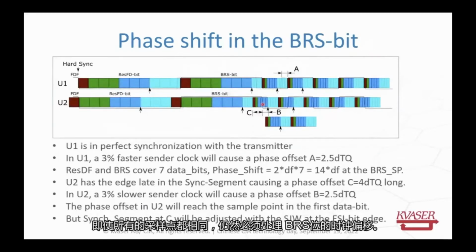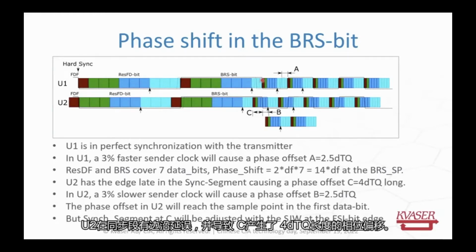Even if all sample points are common, it's still necessary to handle clock offsets in the bitrate switch bit. In this example, is the data bitrate 4 times the arbitration bitrate. U1 is in perfect sync with the signals from the transmitter after the hard sync. U1's clock is 3% slower than the sender clock. This will cause a 2.5 data time quant phase offset at A in its first data bit. The distance from hard sync to the sample point is almost 7 data bits. With a clock error of 3%, this becomes 25% phase error already in the first data bit. If the bit rate is increased to 10 times, you will get a phase shift of 62%.